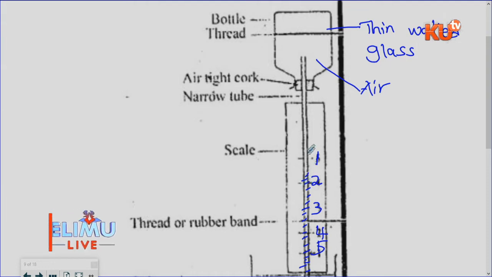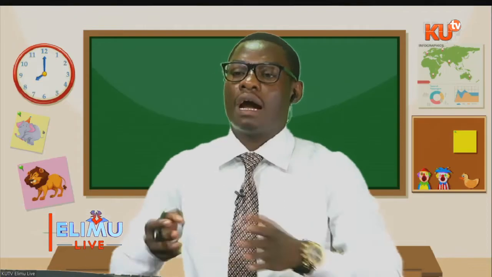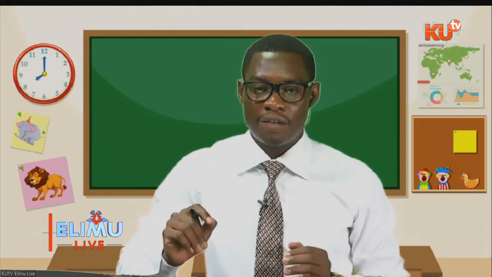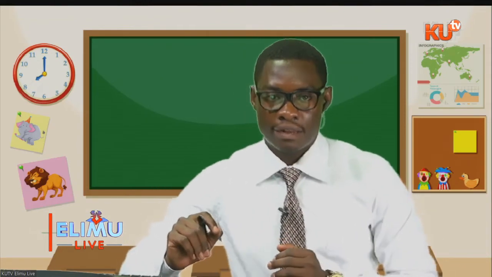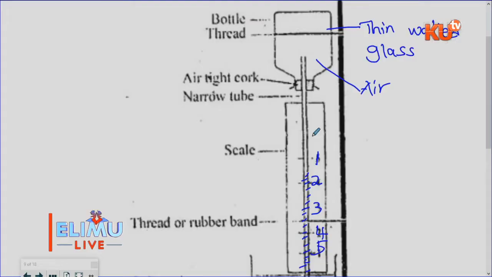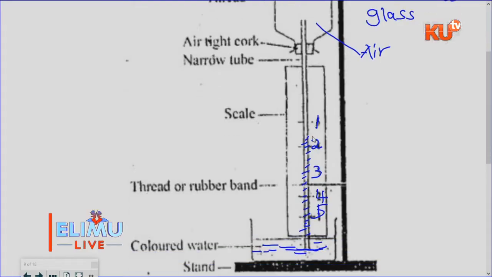When the temperatures are too low, the air inside the glass bottle gets cooled. Because it gets cooled, it contracts. As it contracts, the colored water gets pushed upwards, so we have a lower reading on the scale. Remember, the scale runs from up to down. So we can have a look at the diagram.